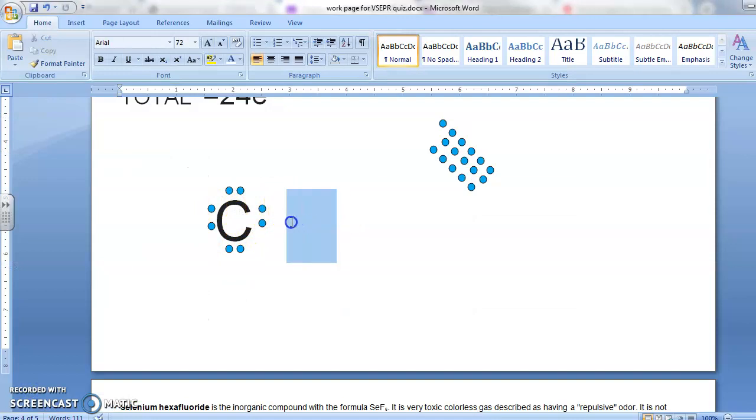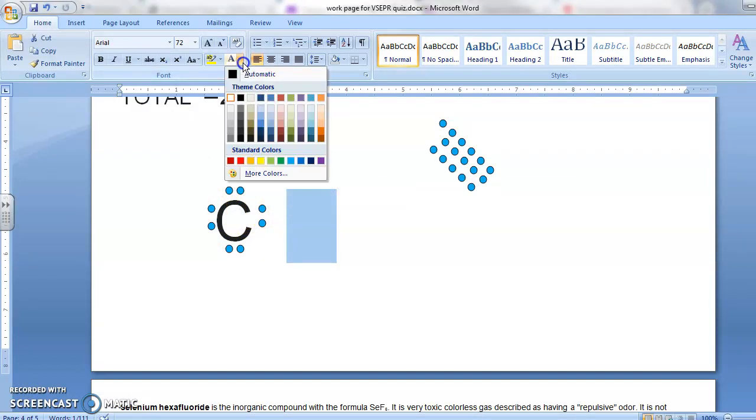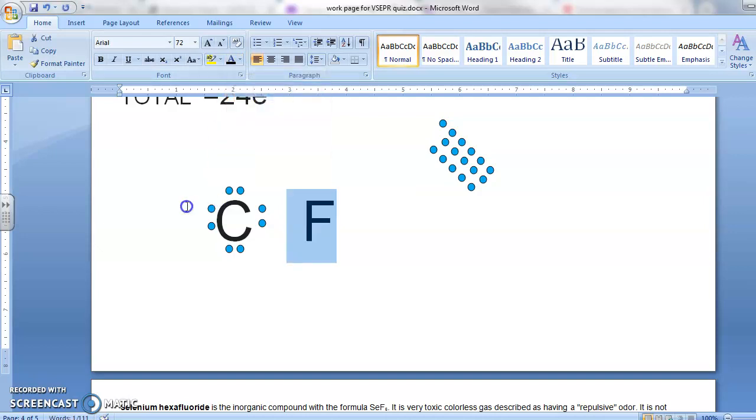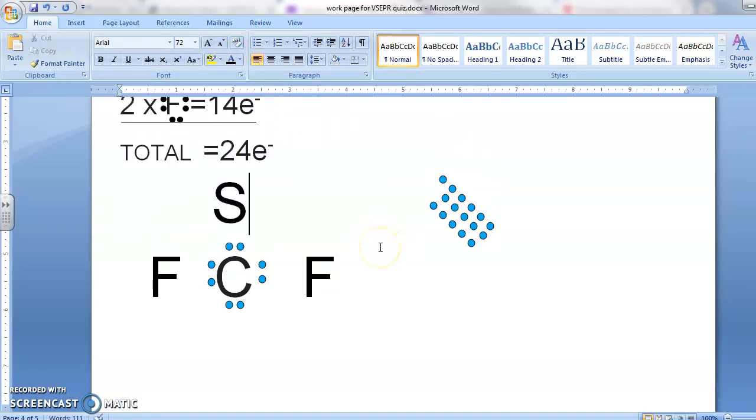Let's attach the others. Maybe we put a fluorine right here. Perhaps we put a fluorine right over here. And maybe we go with sulfur right there on the top. Now we're going to need to surround these with 8 as well. So we've surrounded our terminal atoms with 8. So sulfur has 8, fluorine has 8.